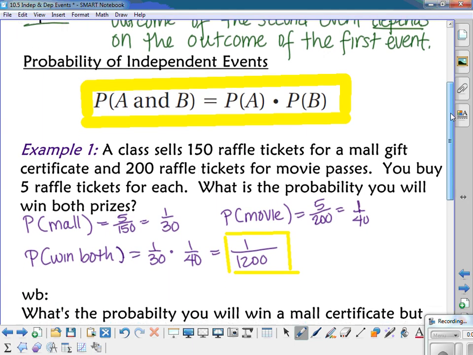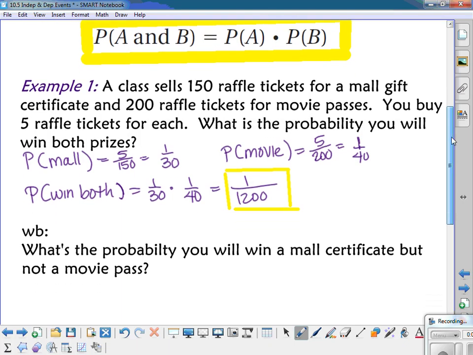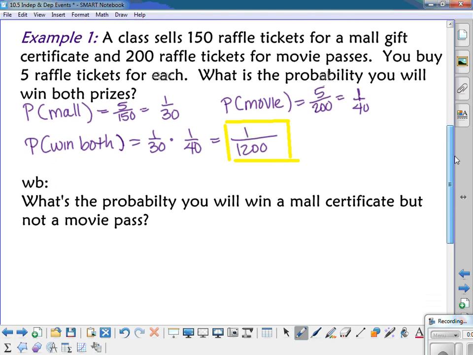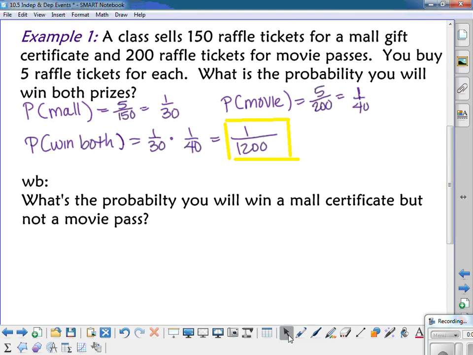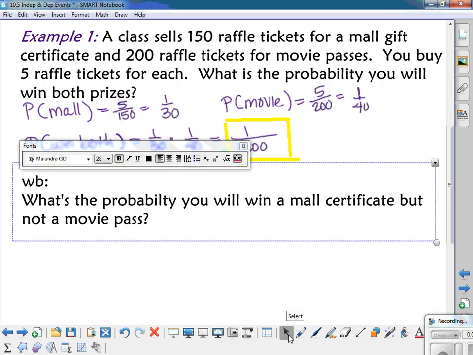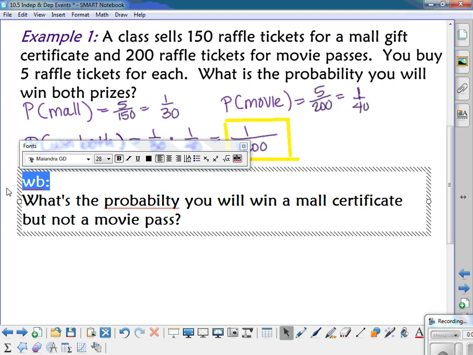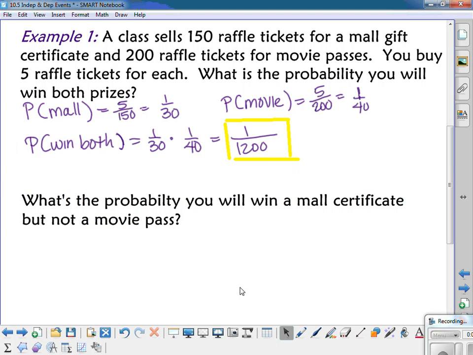All right, you guys figure out, though, what's the probability. Actually, let's talk about this one. We'll work this one together. I'm not going to make this a whiteboard one. They're grouped together. Let's take that off. Okay, what's the probability you'll win a mall certificate but not a movie pass?